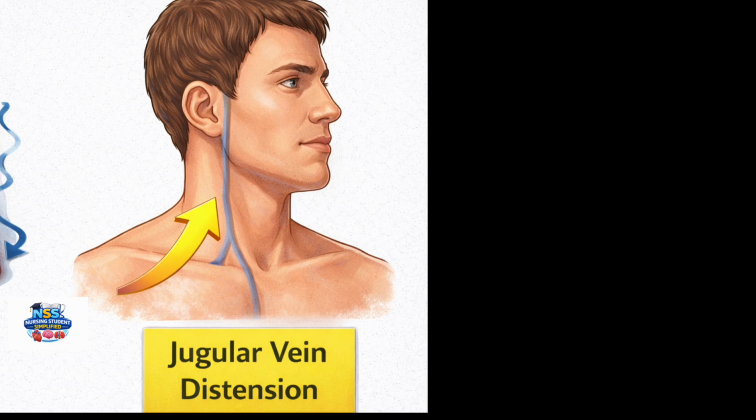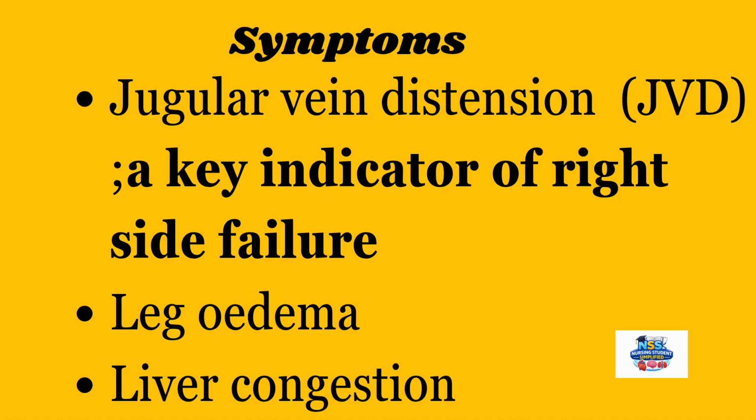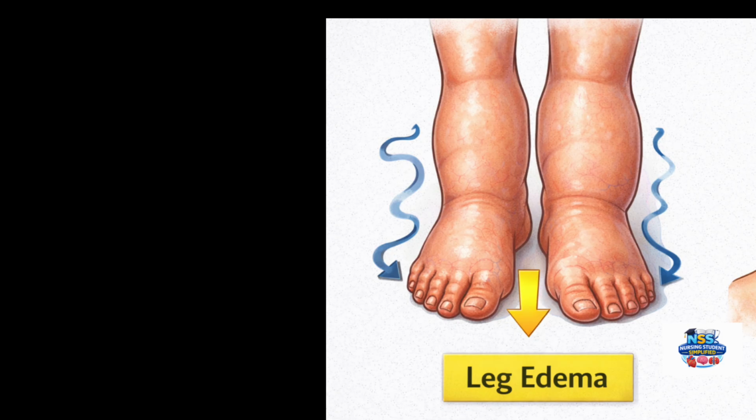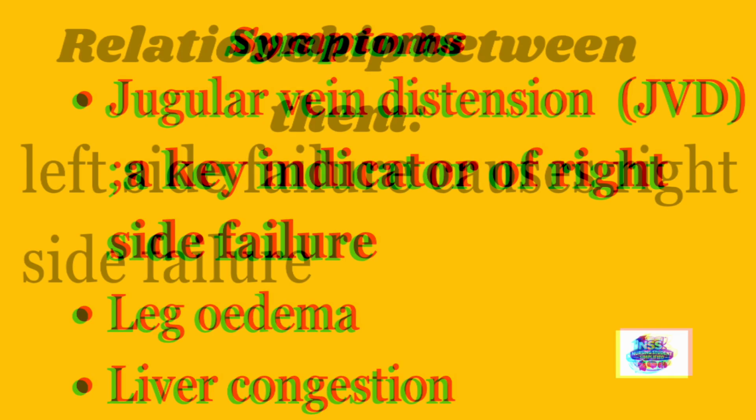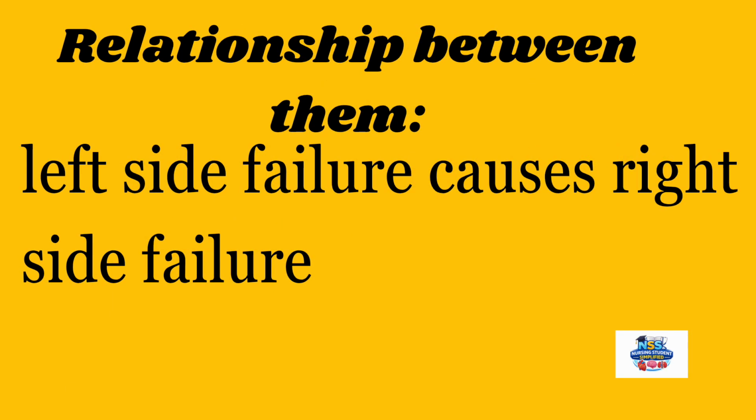The peripheries, which are the hands and the legs, also become edematous or swollen, and that's because gravity pulls fluid downwards, and that's why these places are usually the first place to start swelling up. Another thing you would see is liver congestion. You might be wondering how these two are related.